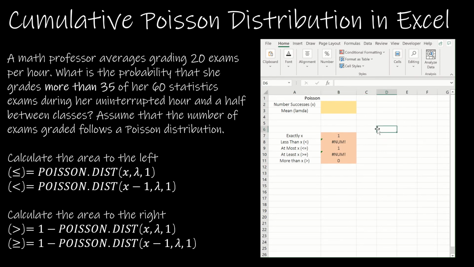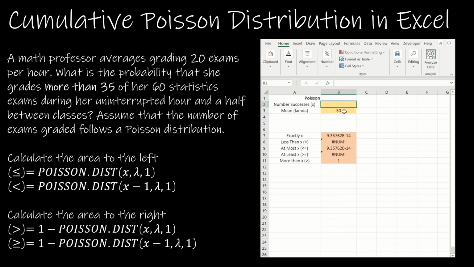So let's take a look at this question. A math professor averages grading 20 exams per hour. What's the probability that she grades more than 35 of her 60 statistics exams during her uninterrupted hour and a half between classes? So again, a little bit more going on here. The mean that we could expect this math professor to grade is 20 per hour, but we're looking at an hour and a half. We're looking at 90 minutes. So the mean is 20 times 1.5 because it's an hour and a half, which is 30.